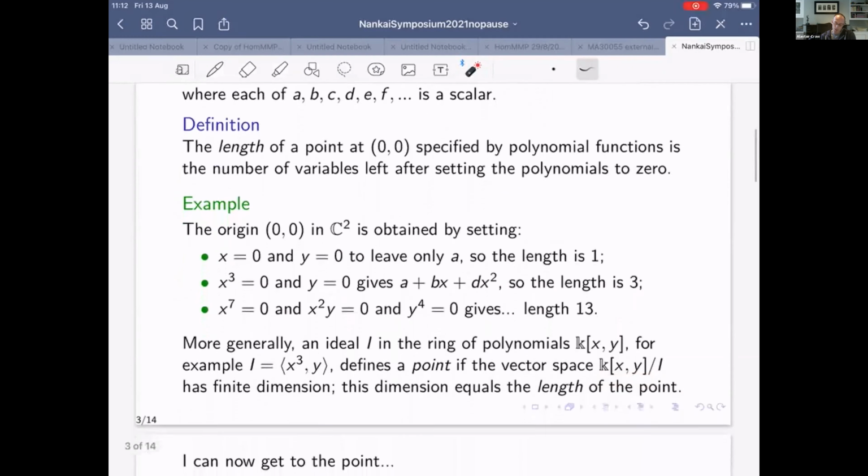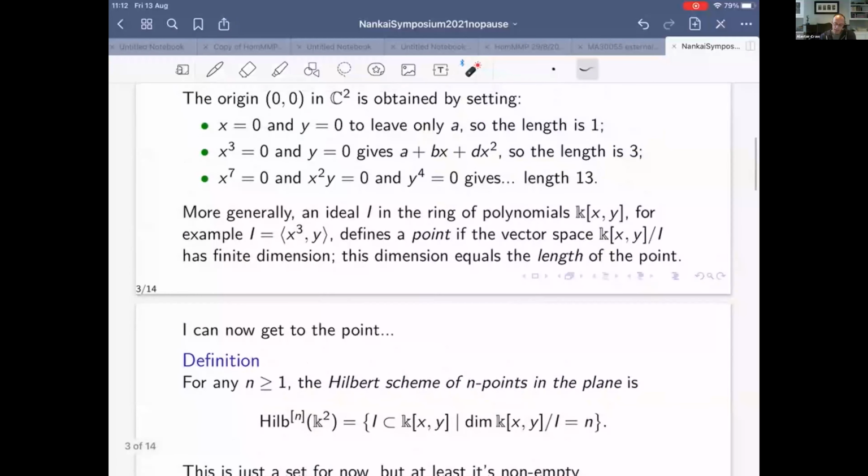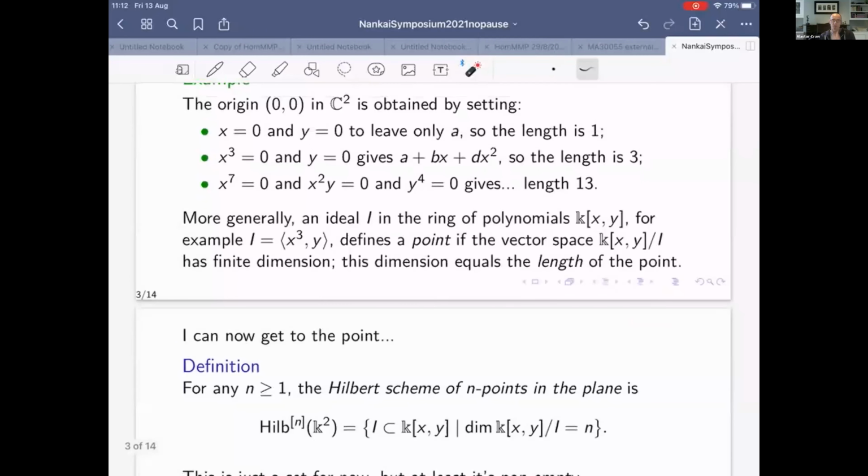So points come with all this extra data. Indeed, a point really is this information. And this then allows us to set up the definition I'm gunning for. So now that we know what a point is, the Hilbert scheme of, let's fix an n. Then the Hilbert scheme of n points in the plane is, at least as a set, the collection of ideals for which this vector space has dimension n. And since we're insisting it has finite dimension, each of these defines a point.